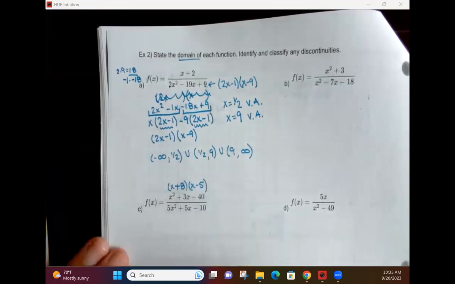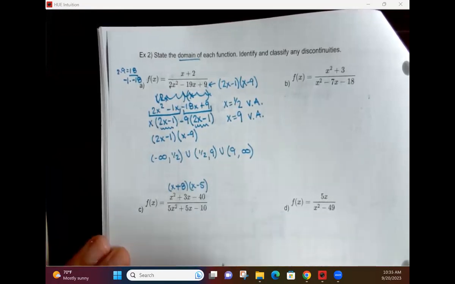On the bottom, trinomial, my lead coefficient is not 1, but I do see that I have a GCF of 5 here. So my first step is going to be to factor out 5 from every term.